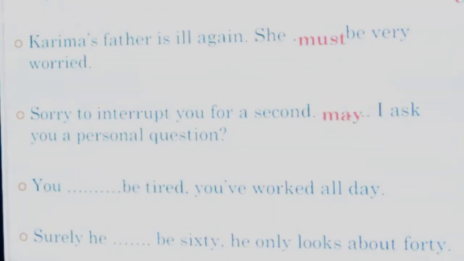Next one. Correct. So, sorry to interrupt you for a second. May I ask you a personal question? That's it. What about the next one? That's it. Correct. You must be tired. You've worked all day. And the last one? Good. Perfect. Surely he can't be 60. He only looks about 40.